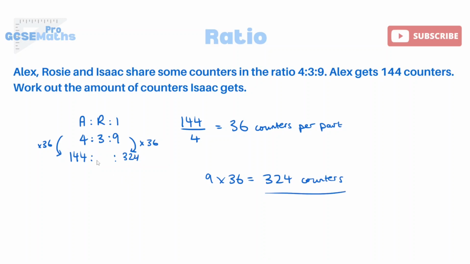We don't need to use Rosie. We don't need to work out Rosie. If you wanted to, that would obviously be 3 times 36, which is 108 if you wanted to know that. But that is literally it. So if you've got a 3-part ratio, it doesn't make any difference. Just make sure you're obviously working with the correct people in the question.